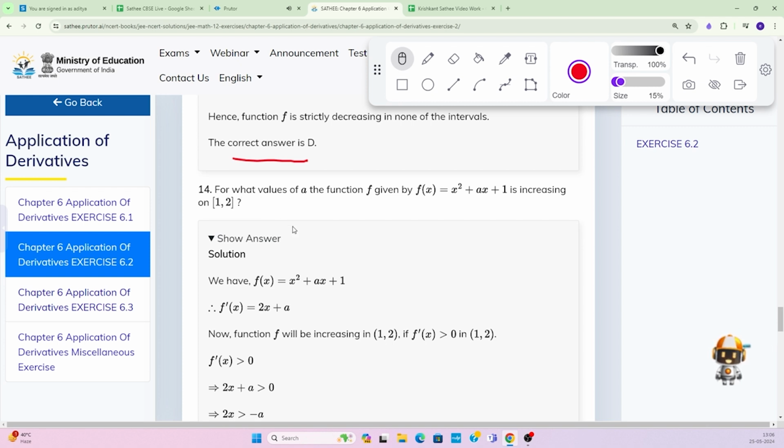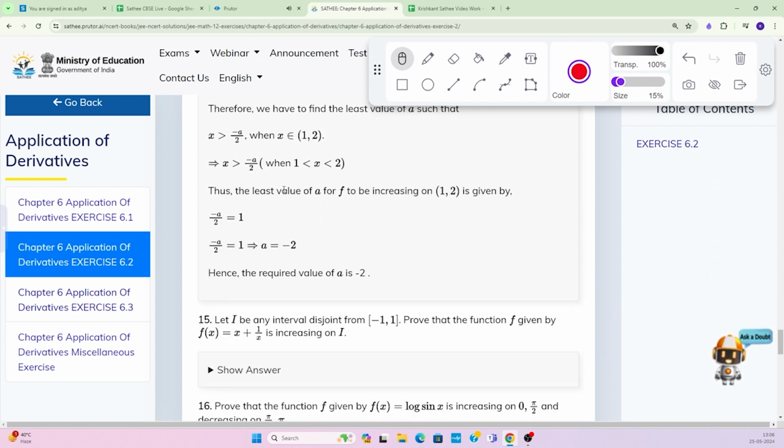As you can see, we have many values for a. One value is the least value. Or if you want to find the whole list, what will the list be? As x belongs to this, x must be greater than minus a by 2. And you know, x will be less than 2 and greater than 1. Simple.